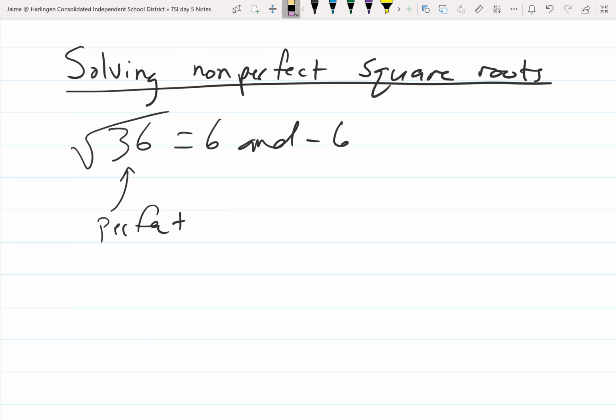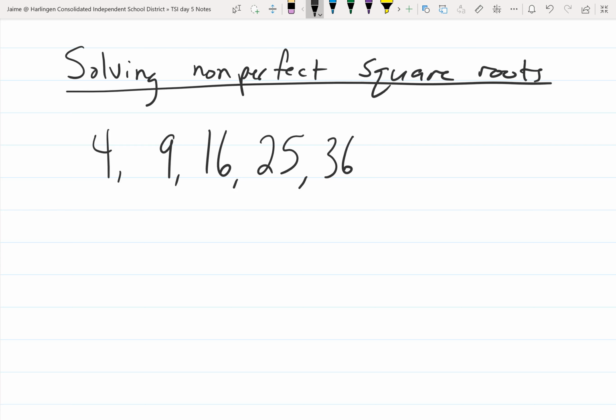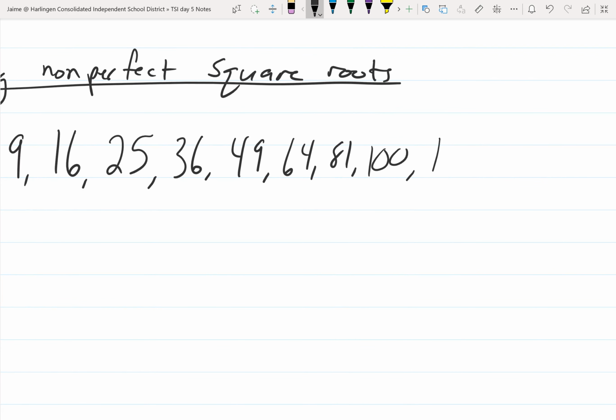It's ready to go. But not everything's perfect. We're going to have non-perfect ones. Okay? And these are the numbers you need to know. 4, 9, 16, 25, 36, 49, 64, 81, 100, 121, and 144. Does it go more? Of course it does, but hopefully you don't have to use them.